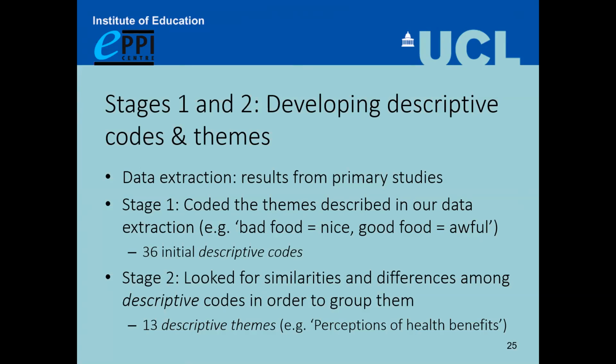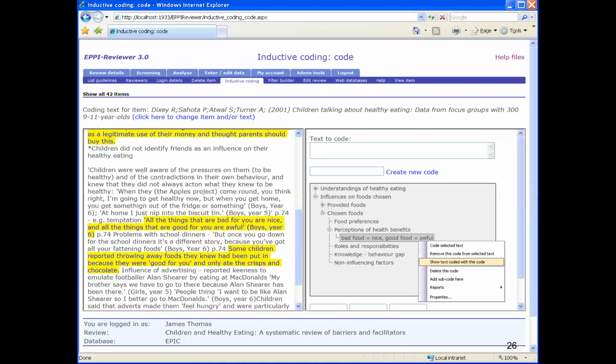In the second stage, we looked at those codes and that work in order to try and bring them to a higher level of grouping and categorization. And so from the 36 descriptive codes, we developed 13 initial descriptive themes.